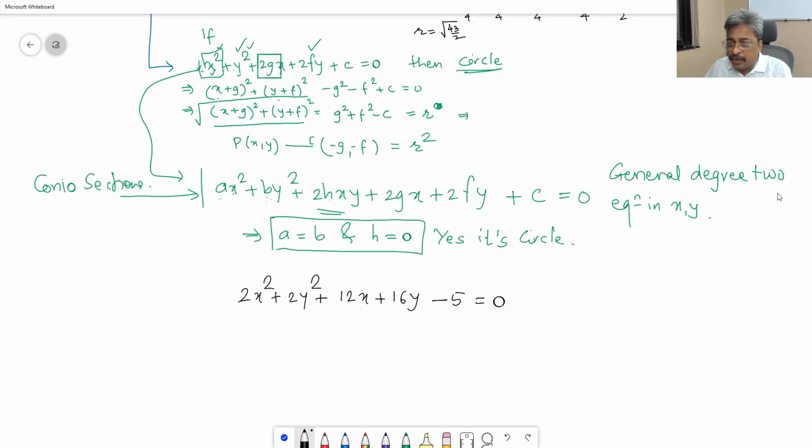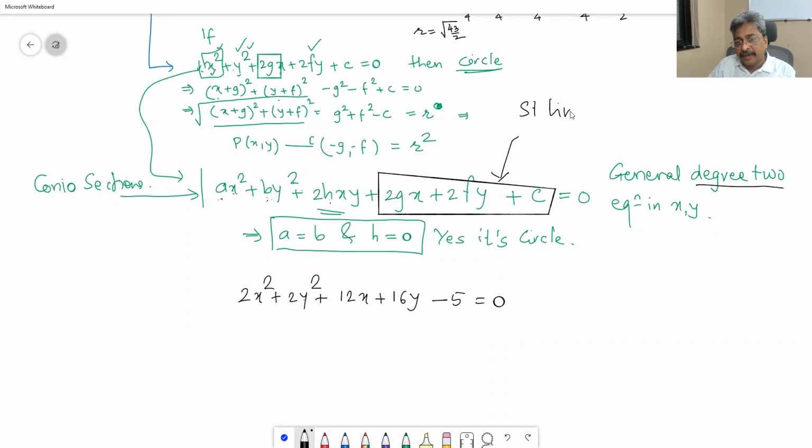Is it a degree 2 equation? Yes, degree 2 is available. Even if you have one term which is degree 2, it is going to be a general degree 2 equation. Now, if a is 0, b is 0, and h is 0, then it is a linear equation in x and y, a degree 1 equation in x and y. Right. So when we are discussing that, then it is a straight line. If a, b, and h are 0, then it is a straight line.